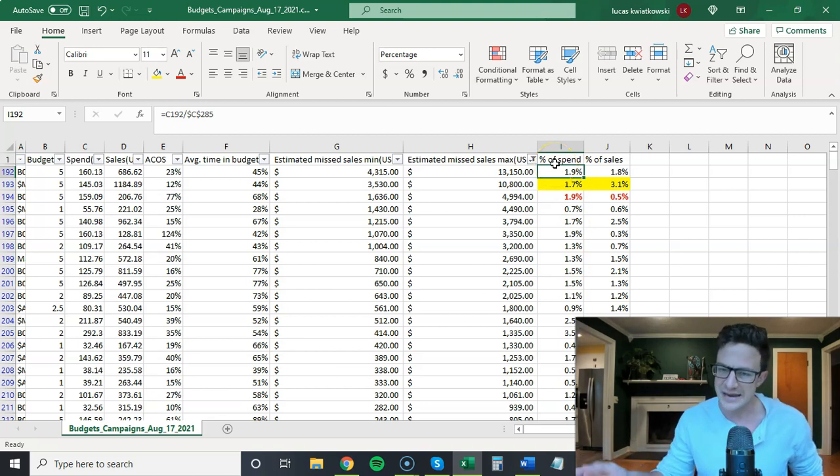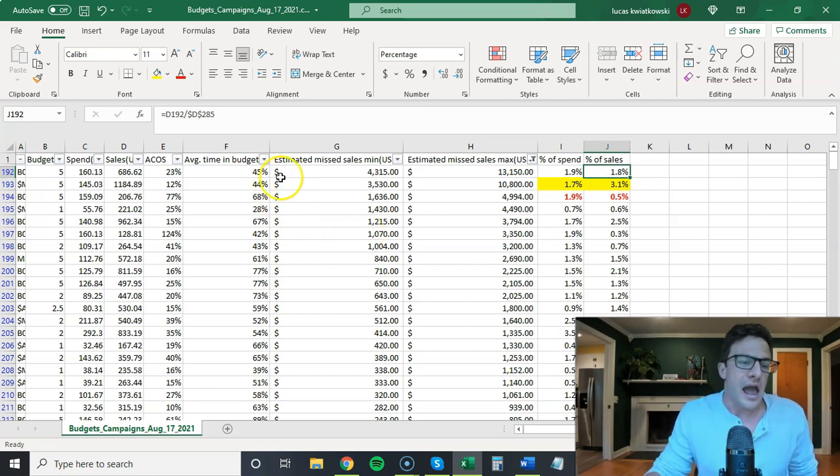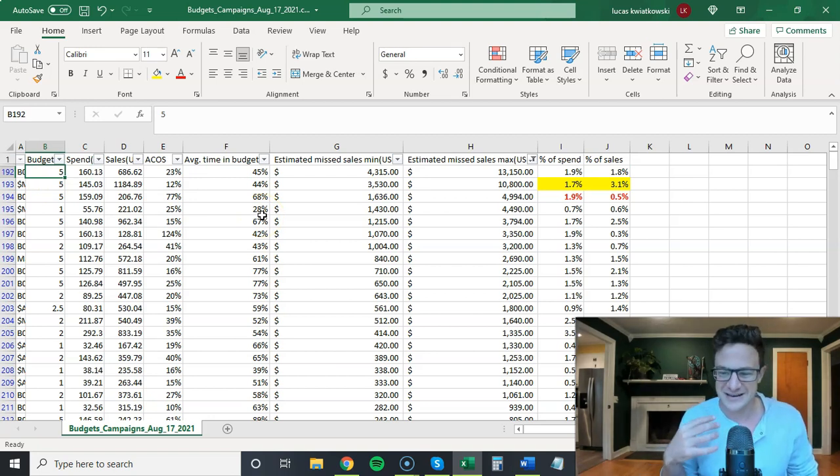1.9% of my total spend. It's made up 1.8% of my total sales. And what I'm also looking at here is this one is only at a $5 budget, okay? This account has tight margins. We have obviously a lot of stock issues. You guys know, don't just go in there and jack things up. You got to know what's going on with your brand.